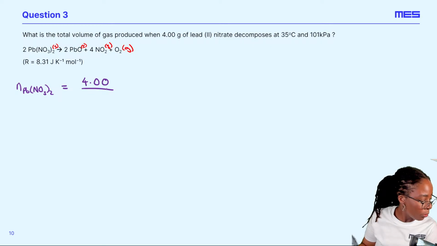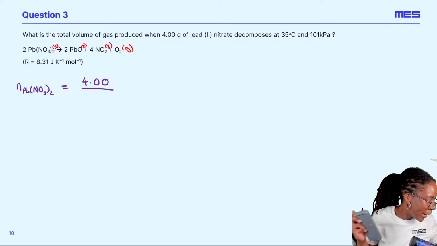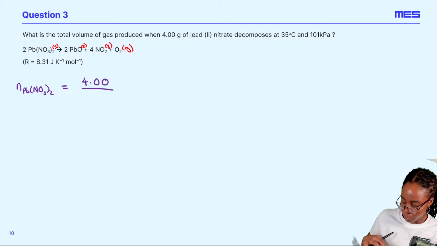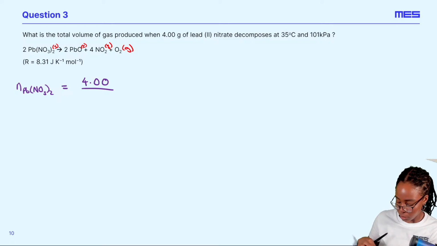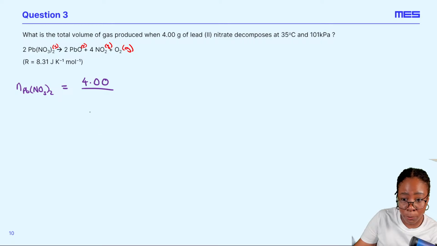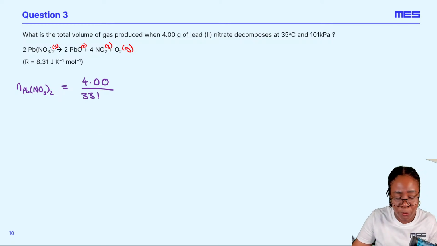What's the MR for lead-2 nitrate? Lucky I've got a periodic table at hand always. Again, if anybody gets this number before me, let me know. 207.2 plus 2 nitrogens, 14 plus 14, plus 6 oxygens. What did we get? I got 331.2. I really hope that's correct. If not, that'll be really embarrassing.